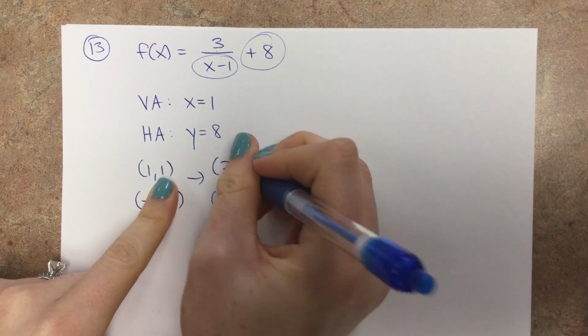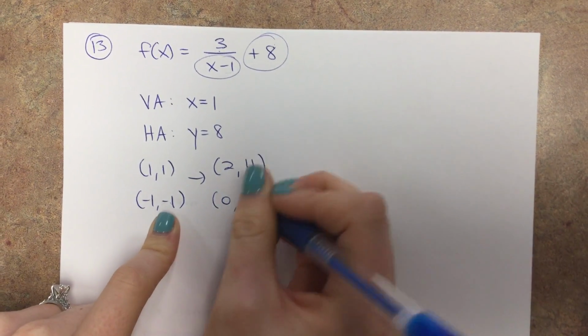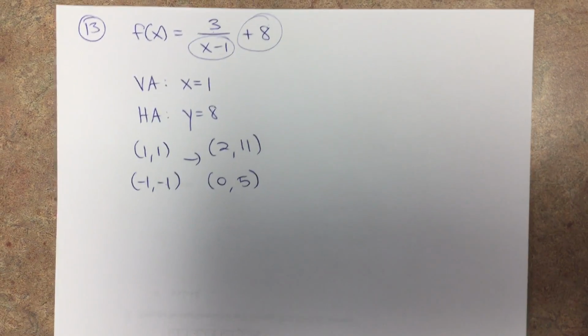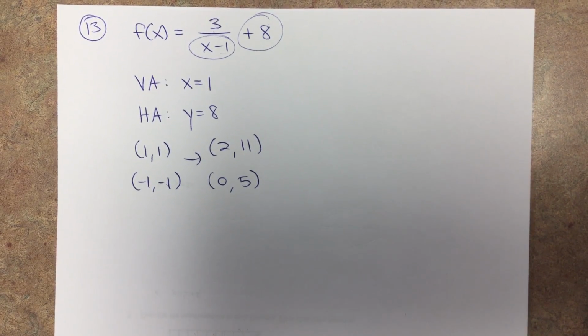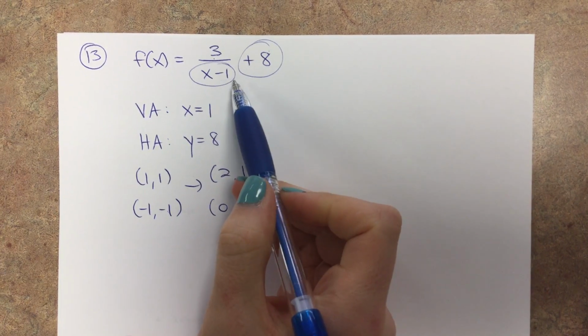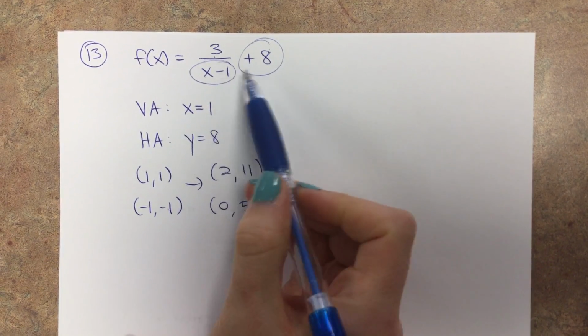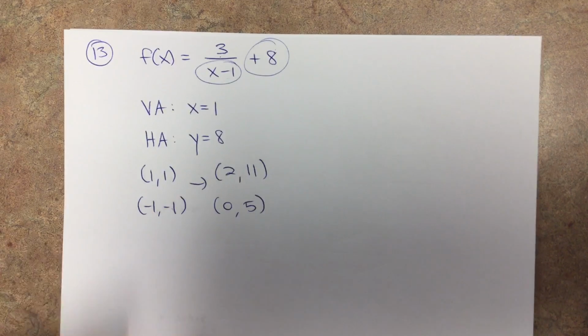So 1 times 3 plus 8. Negative 1 times 3 plus 8. How did you get the 2 and 0 again? So the x minus 1, remember you always do the opposite? Because there's a minus 1, you're adding 1 to these 2 x values that you started with.